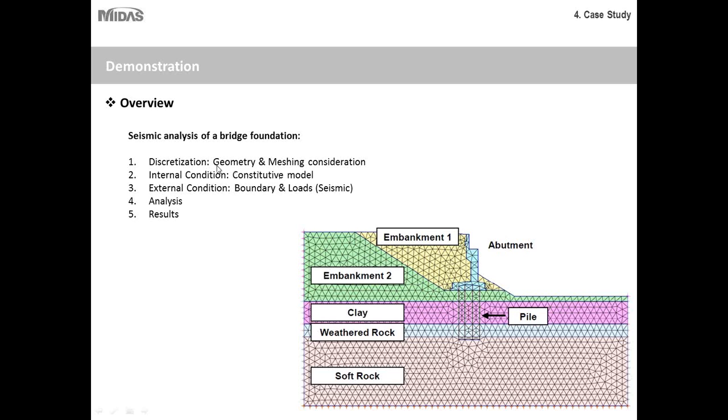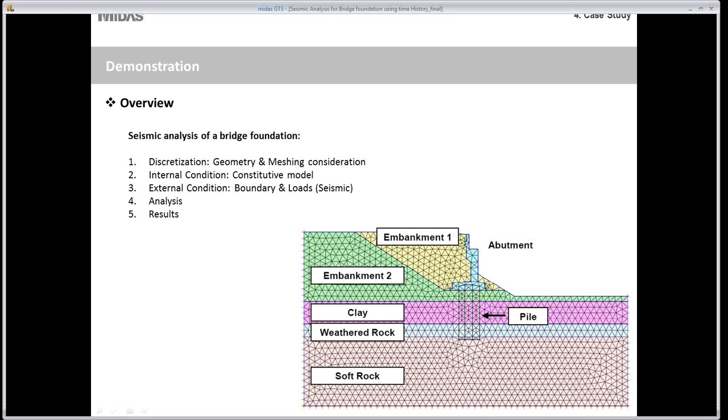So we'll be starting with the modeling and the meshing considerations that are to be made, then the internal conditions that are defined. So we'll be reviewing what constitutive material models have been used for different soil types. Then we'll be going over the external condition where we have to apply the boundary and loads, and this part depends upon the analysis. So if we are doing seismic analysis, we'll be applying the boundary conditions and loads as per such as time history loads and springs like damping springs, and then we'll run the analysis and extract the results.